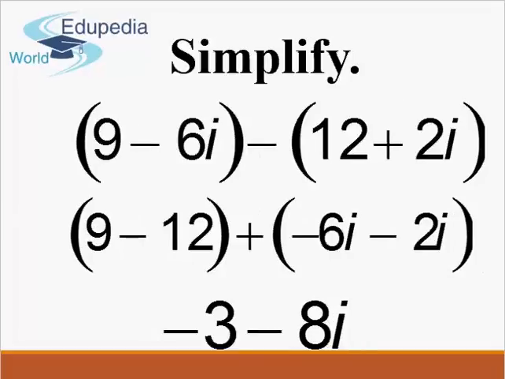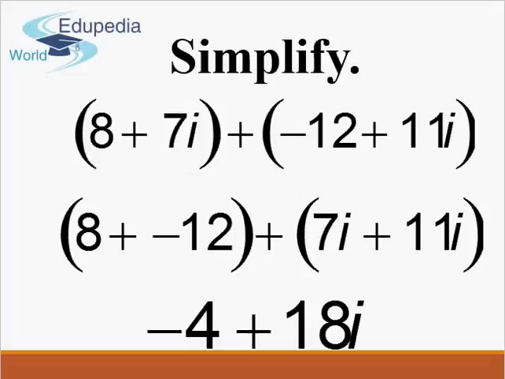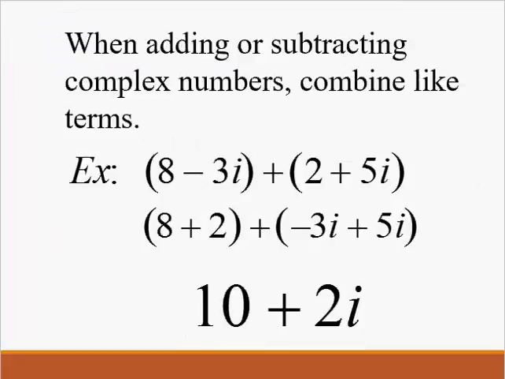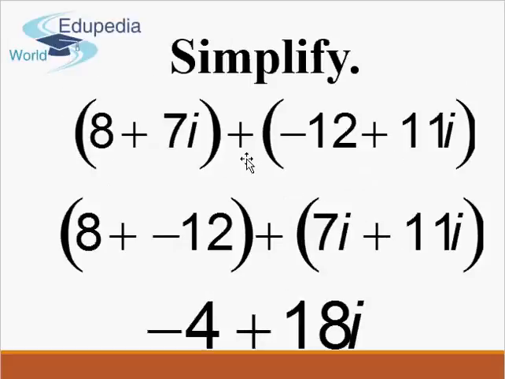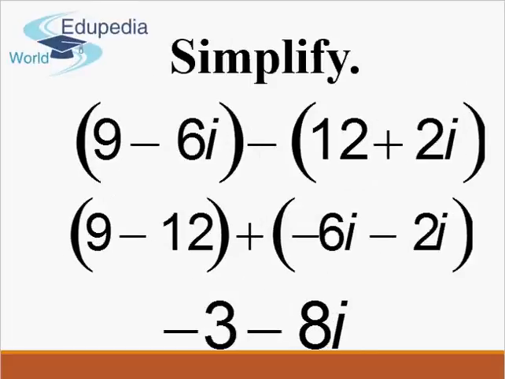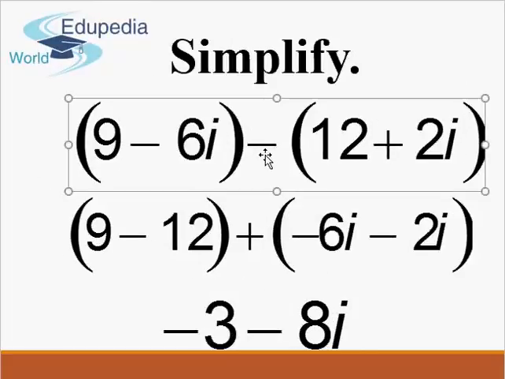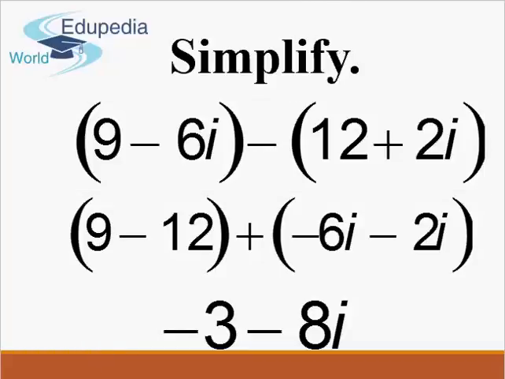Let's take another example. 9 minus 6i minus 12 plus 2i. So this is basically the same thing. Whether you add or subtract is basically the same thing. Over here there's the addition operator between these two expressions. Over here it is the negative operator between these two expressions. You don't have to worry about anything. First thing you do is look at the question and say, okay, this is an addition or this is a subtraction.